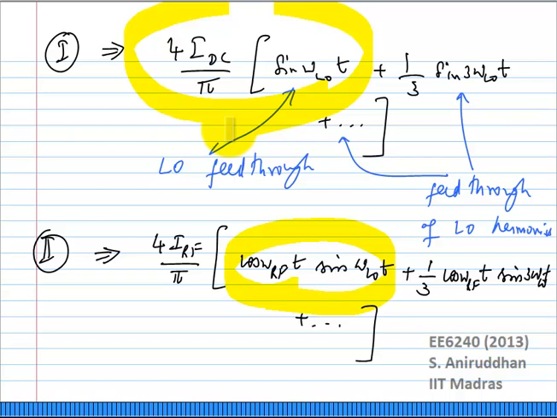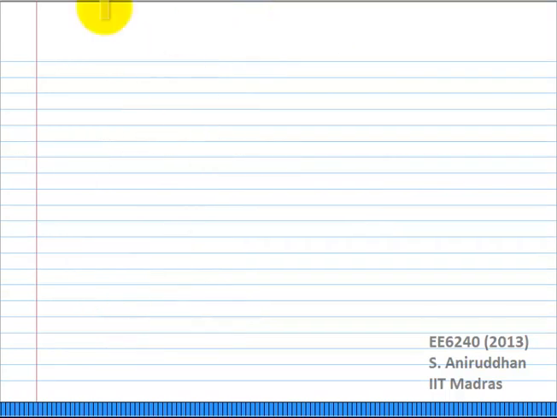How can you generate this extra term? A negative term. Correct, that's the easiest way. So you take a second mixer which also has the exact same DC current IDC, but it's driven with minus sin omega LO T. Is that okay? So this is what is called a double balanced mixer.